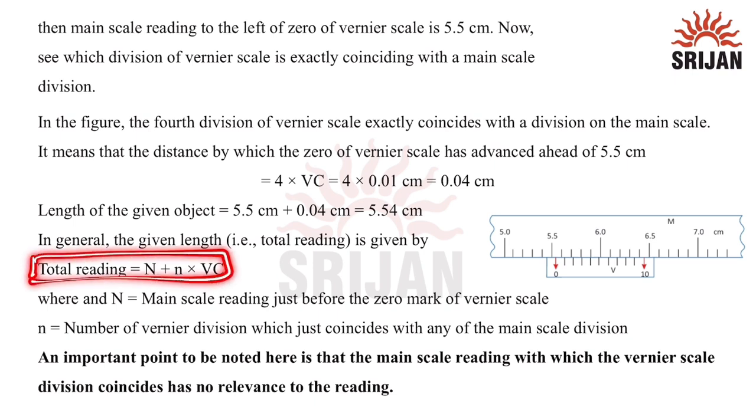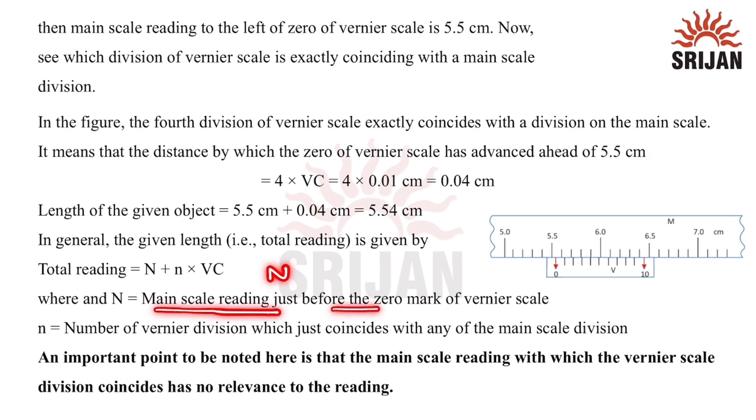Now the total reading would be given by this formula, where capital N is the main scale reading just before the zero mark on the vernier scale, here which was 5.5, plus small n, the number of the vernier division which coincides with any of the main scale divisions, here which was the fourth one. N plus small n into vernier constant will give us the total reading. An important point to be noted here is that the main scale reading with which the vernier scale division coincides has no relevance to the reading. It is just for this small n value.